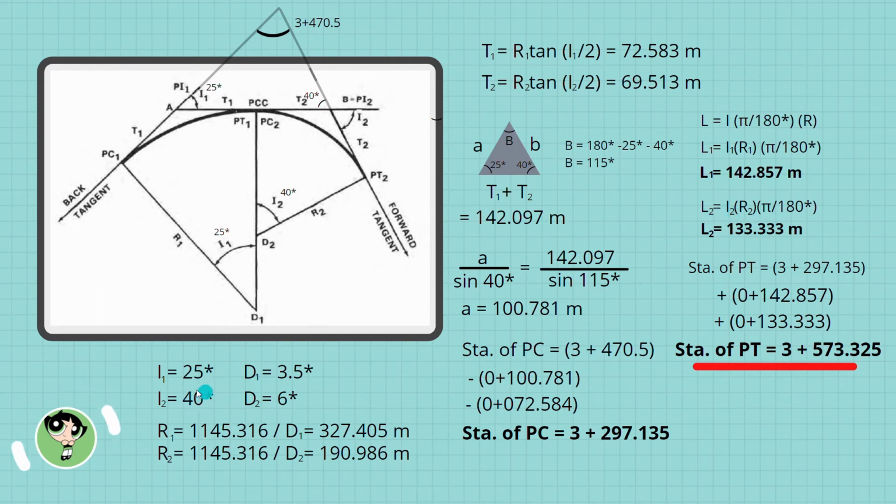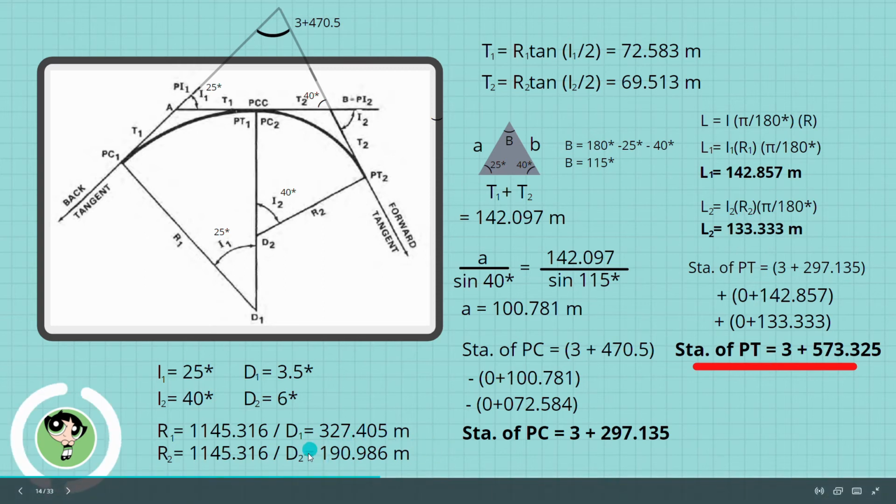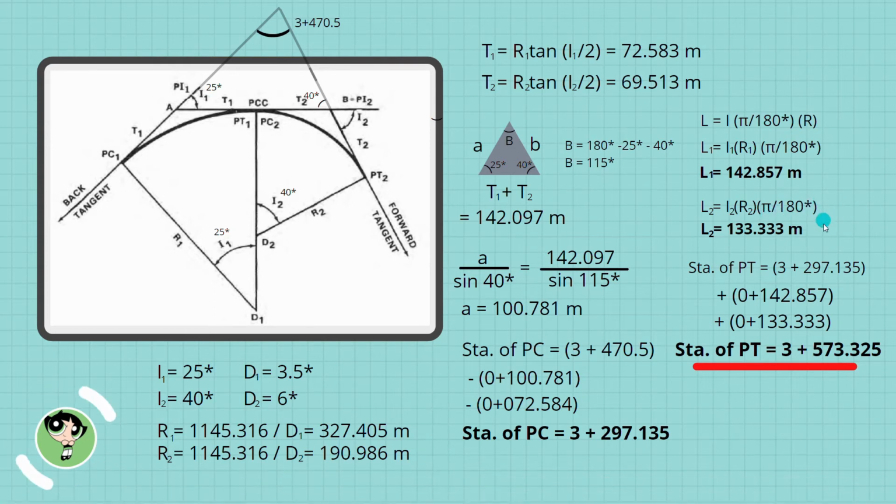I2, we have 40 degrees. Our R2, which is 190.986 meters, and then pi over 180 degrees. So, plug in sa atong calculator. 25 degrees times 190.986 meters times pi over 180 will give us a length of 133.333 meters. So, muna na ito ang L2.